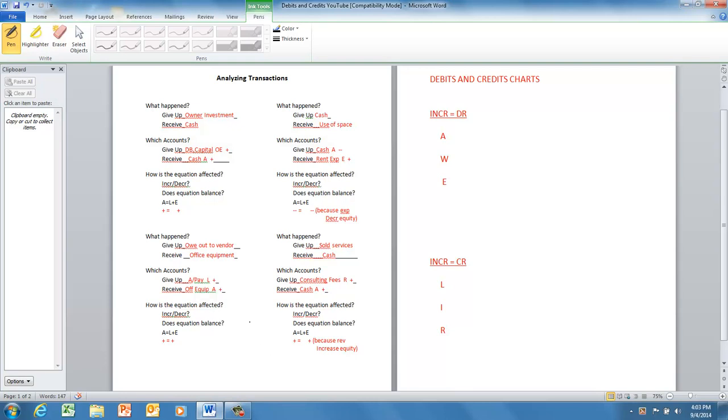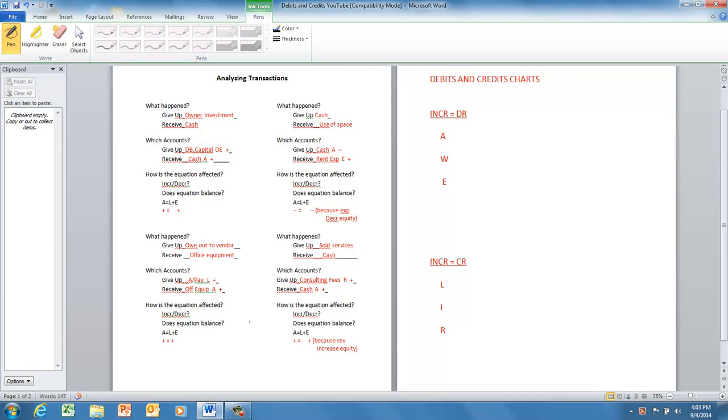Alright, here we're going to take a look at analyzing transactions and using the analyzing transaction sheets when we've already got it through the increases and decreases. We've already figured out what happened. We've already figured out which accounts we're going to use. We've already figured out what kinds of accounts those are, and we've already figured out whether we have an increase and a decrease in each one of those accounts. Now we're going to take a look at actually applying the debit or credit to that.